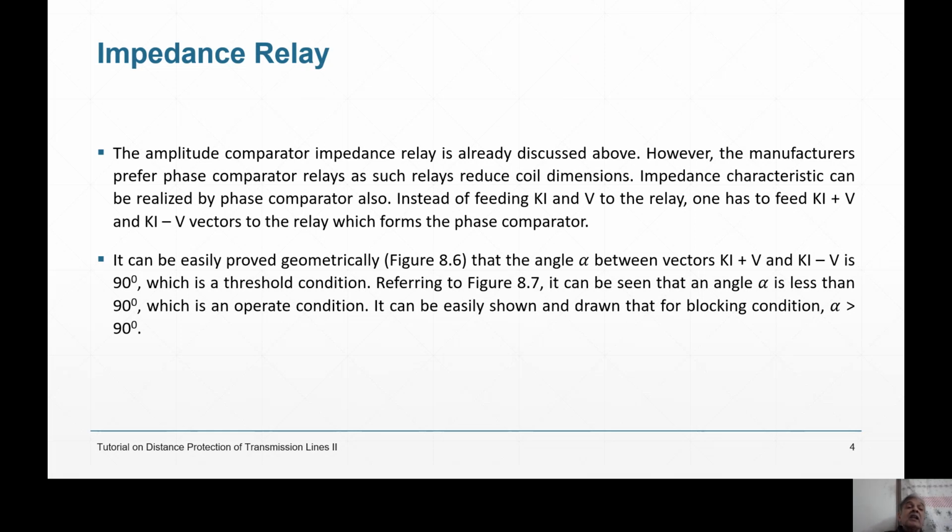In that he has mathematically proved also how some quantities would render impedance, some quantities would render reactance, some quantities would render the mho characteristic, etc.